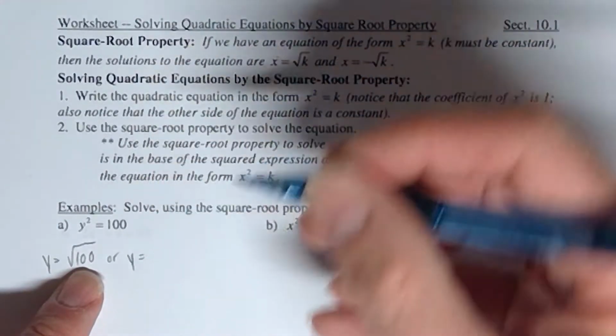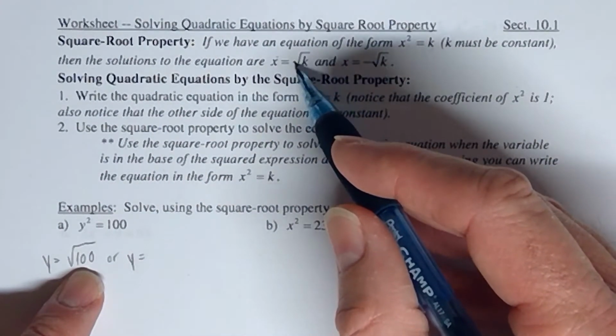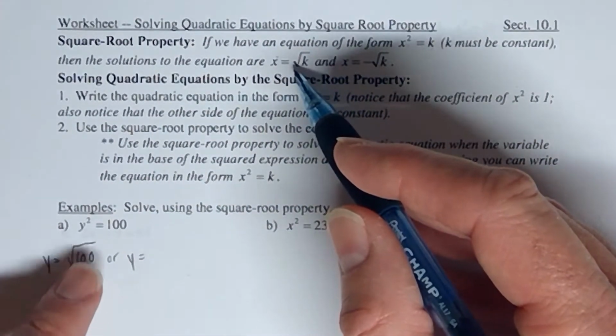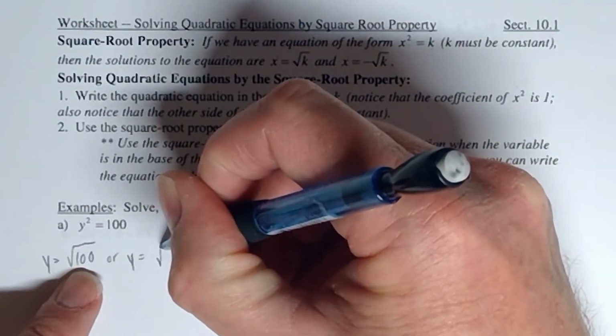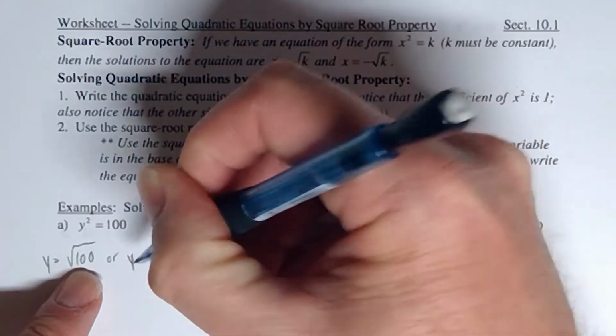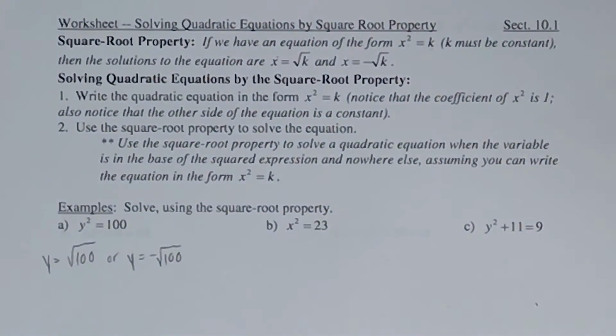The square root with no negative in front of it, okay? Like we have here, no negative in front of that. So I did that here. And then I do the square root again with a negative in front of it. And those are the two different answers.